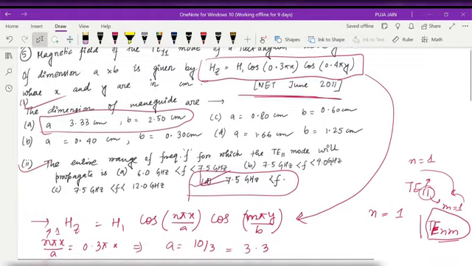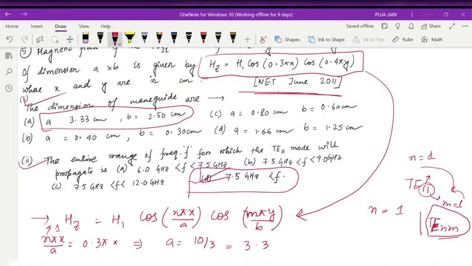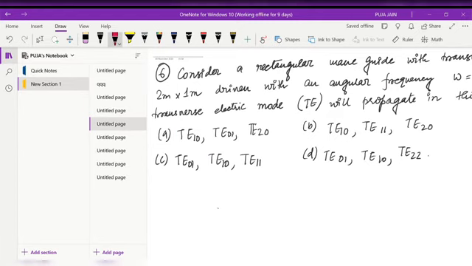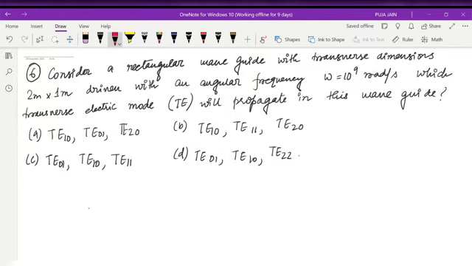This was NET June 2011 question. Okay. So now let's proceed to the next question. That is question number 6. This is also a waveguide question. So if you do questions now, your theory will also be clear and you will get the confidence how to solve questions in the examination hall.